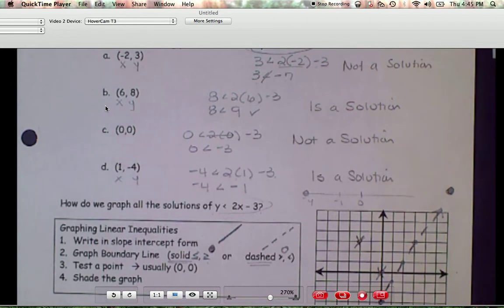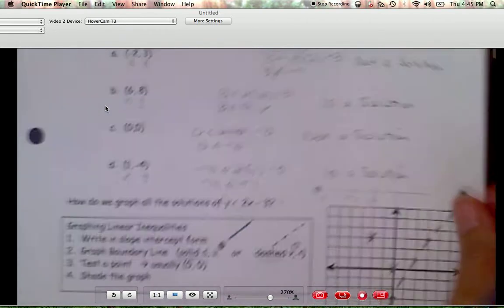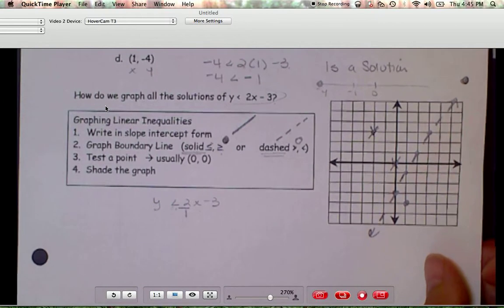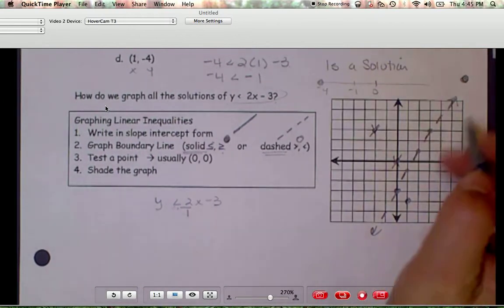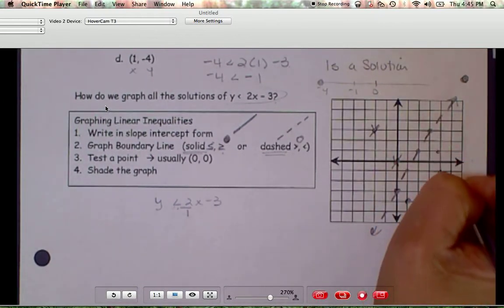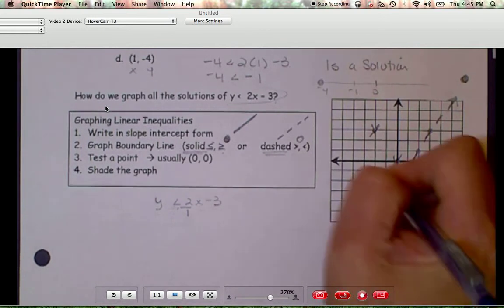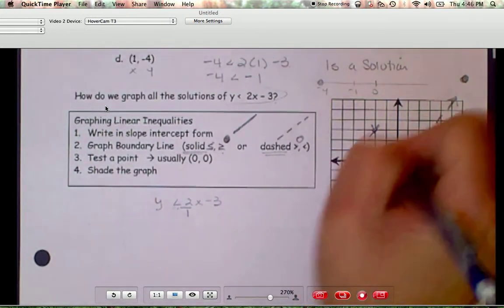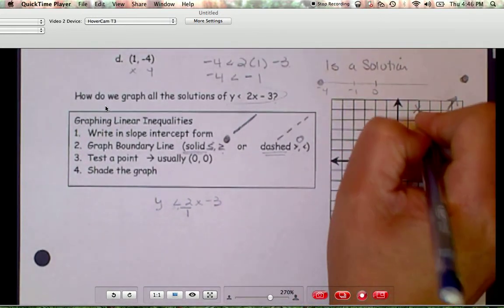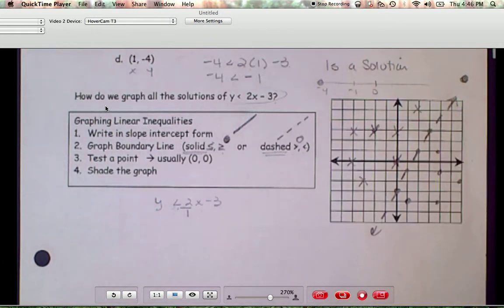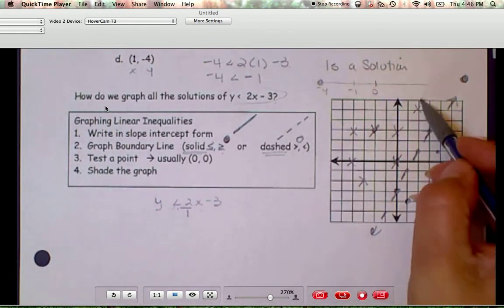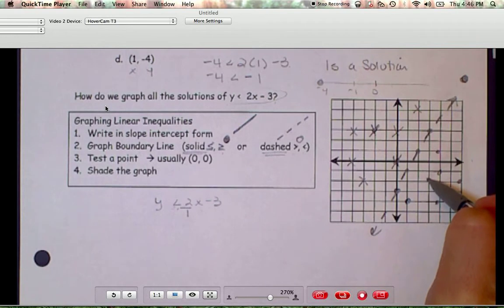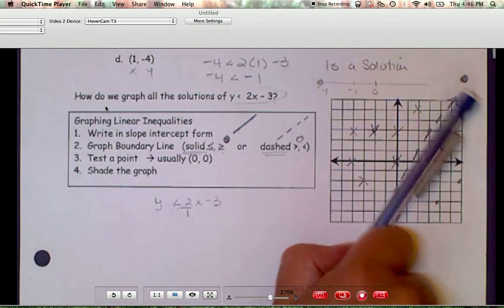Now, if we were to continue to test a whole bunch of points, what we would find is that all of these points would work, any point over here. And all of these points would not work. So this becomes the side that does not work. This becomes the solution side. All of these points on this side of the boundary line will actually work.